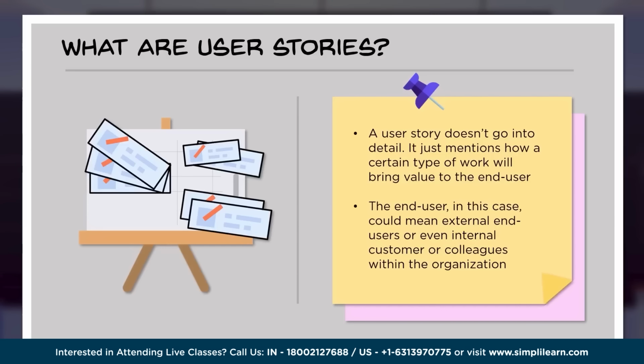When we write the user stories, we don't write them in detail. A user story doesn't go into detail, it just mentions how a certain type of work will bring value to the end user. What would this role-specific end user be doing in this particular role in this particular product? What are the transactions involved? The end user in this case could mean an external end user or even an internal customer or colleagues within the organization.